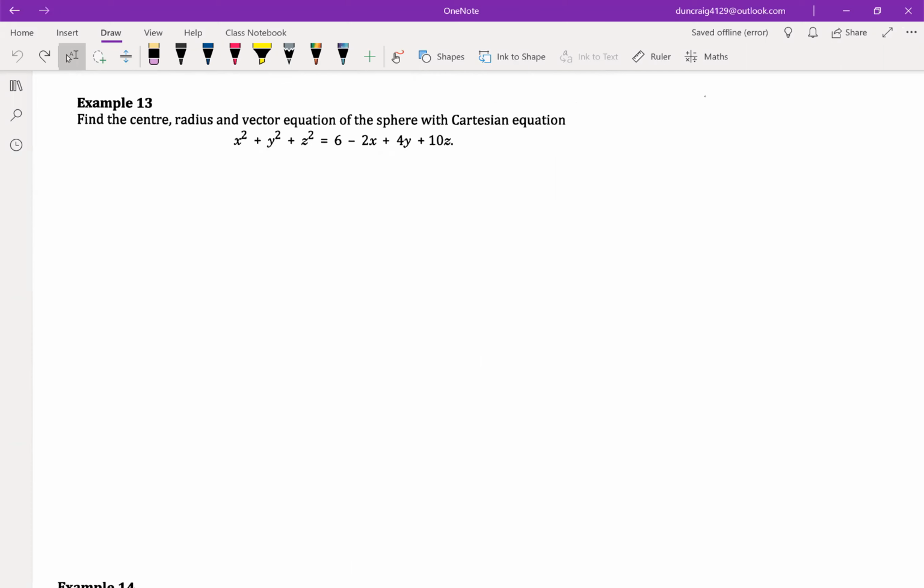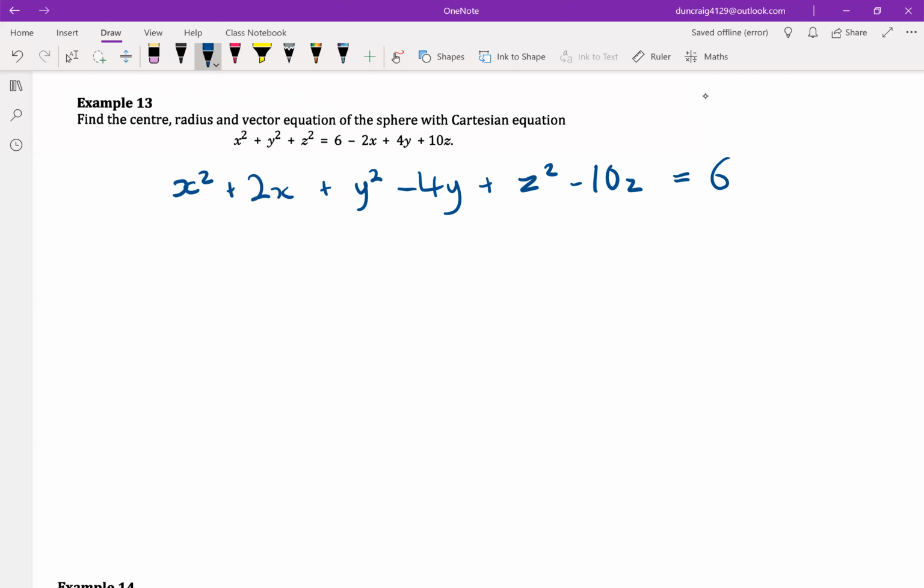Here we want to find the center, radius, and vector equation of a sphere with the Cartesian equation below. Essentially, we put all the x terms together, all the y terms and z terms, and then complete the square. So we're going to have x squared plus 2x plus y squared take 4y plus z squared take 10z, and I'll leave that 6 on this side.